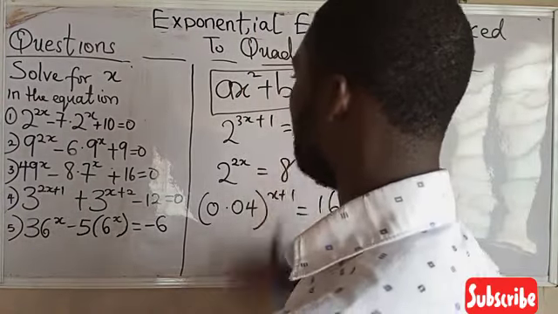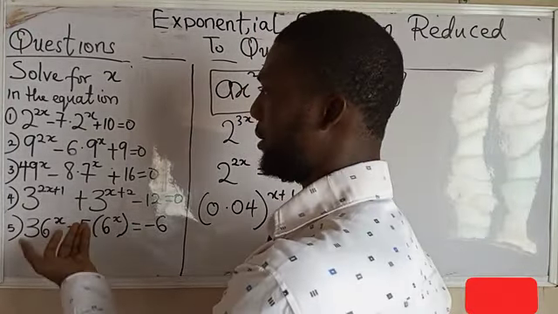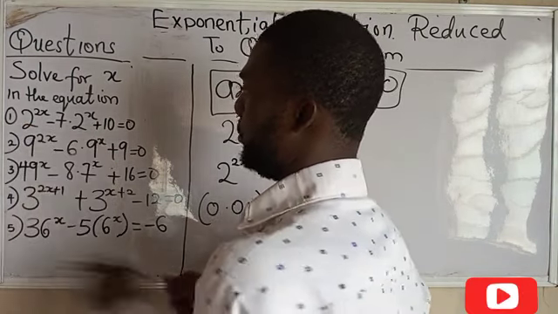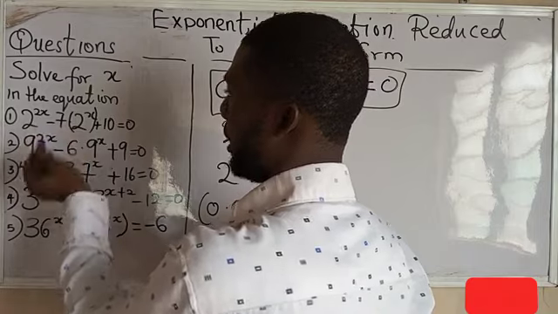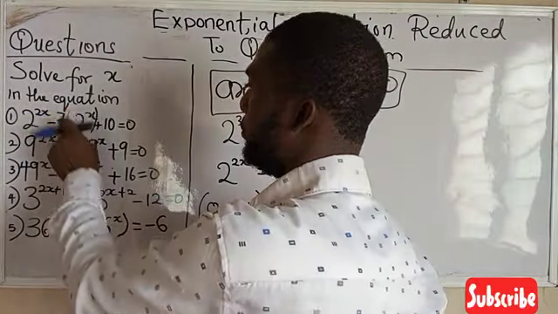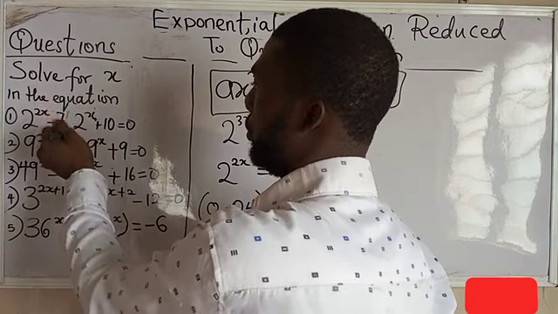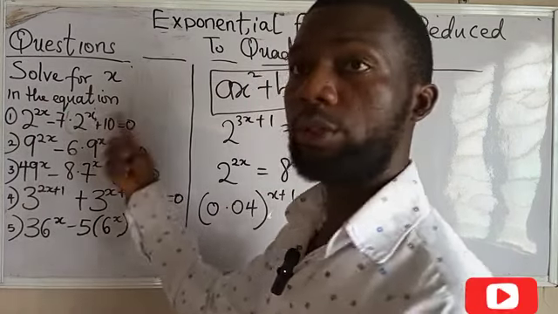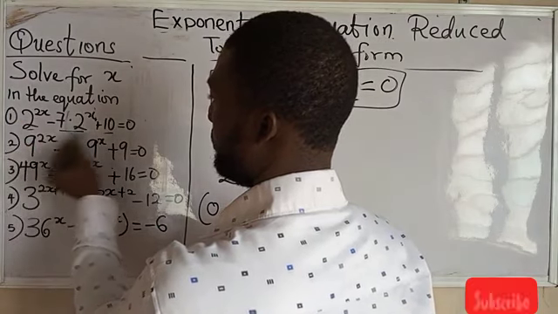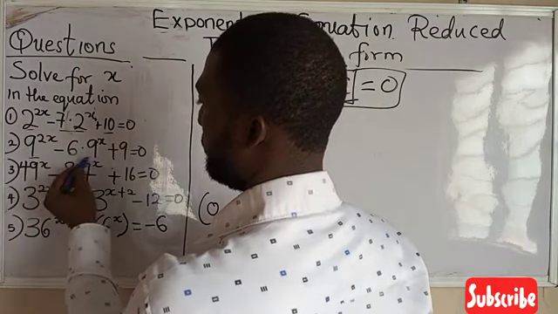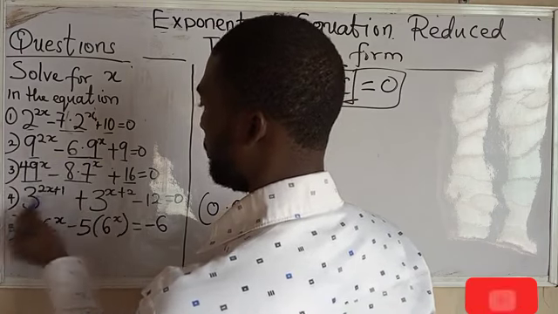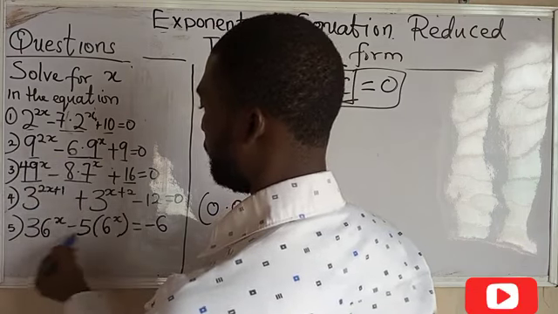And unlike the way you have been seeing this question, another sign you can see is, I've said this is the first term, this one is the second term, they are all together. I can say 7 into brackets 2 raised to power x, or 7 dot 2 raised to power x plus 10 equals 0. So this is the first term, this is the second term, and this is the third term.